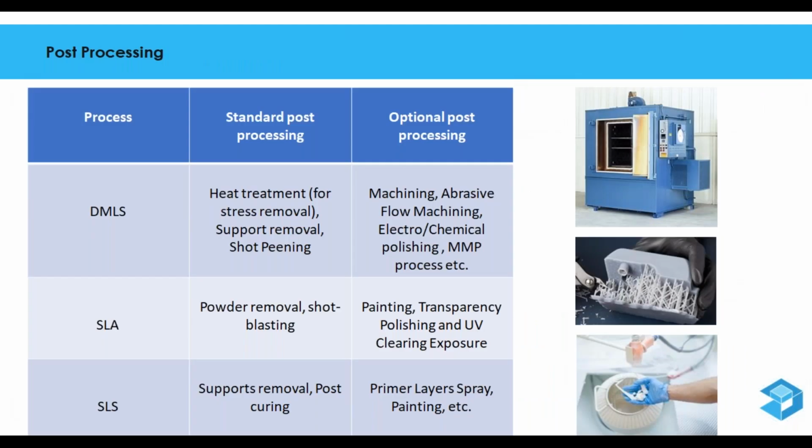And post-processing is also one of the most important parts of additive manufacturing. Generally for DMLS components, powder bed fusion, we do heat treatment, support removal, shot peening. And additionally, we can do machining. We can do abrasive flow machining, electropolishing, and high grade polishing also like MMP. For SLA, we generally do support removal and cleaning. And we can also paint these parts, like in SLS also.